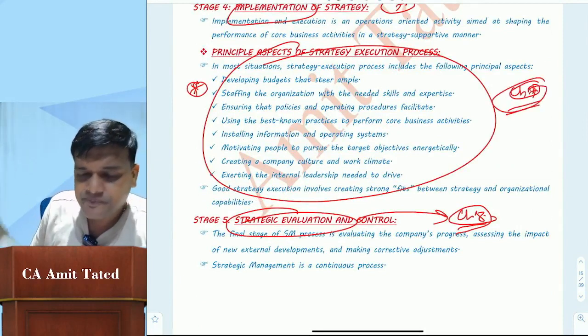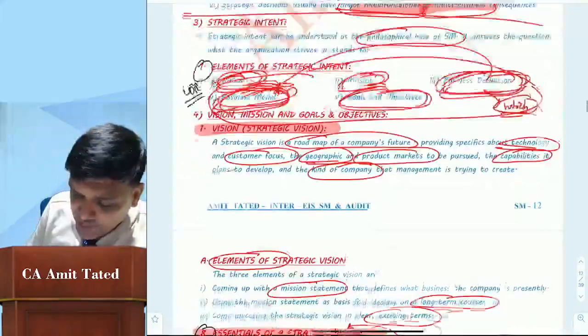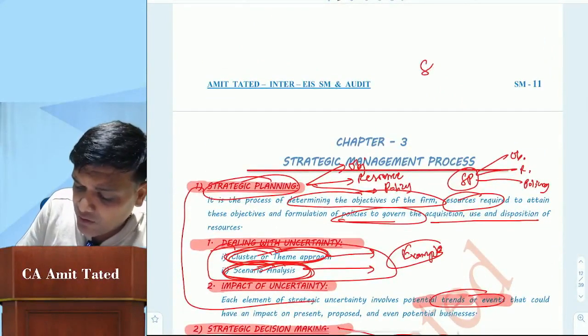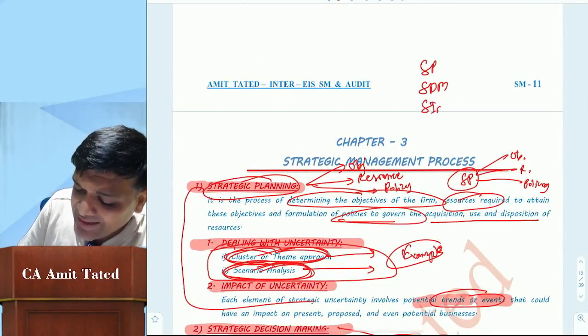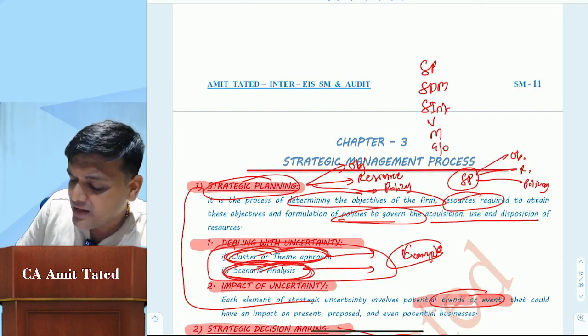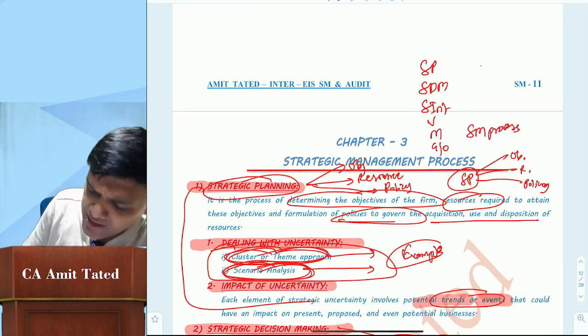Clear? This is something with respect to your chapter 3. So in chapter 3, what things have you studied? What is the inventory of chapter 3? I'm making you the inventory of chapter 3. First, you understood strategic planning. Second, strategic decision making. Next, strategic intent. Next, vision. Next, mission. You understood goals and objectives. And last, the strategic management process. These are the questions we have studied in strategic management in chapter 3.